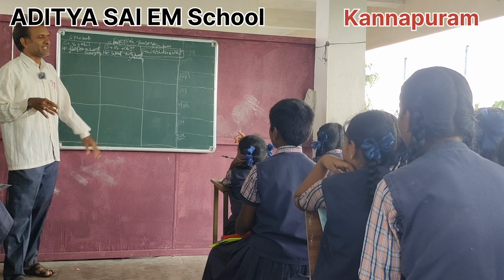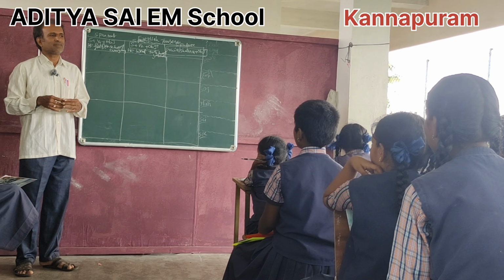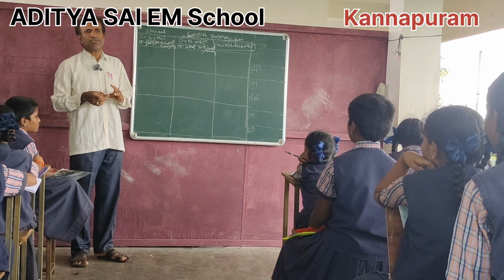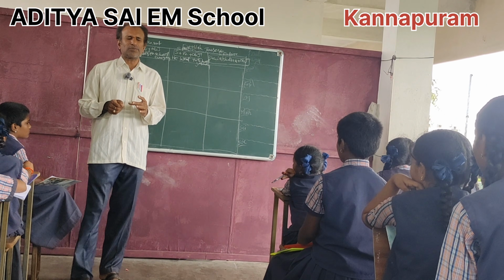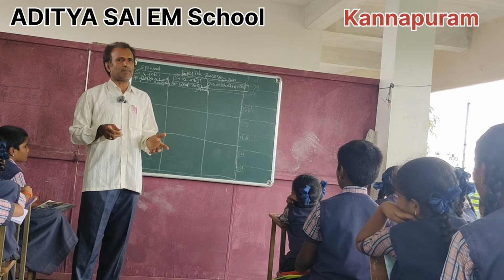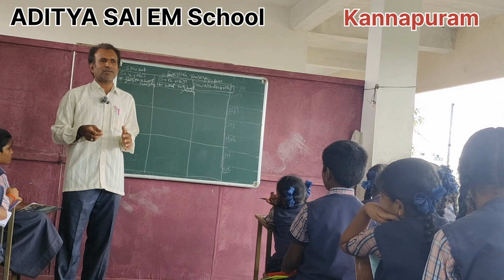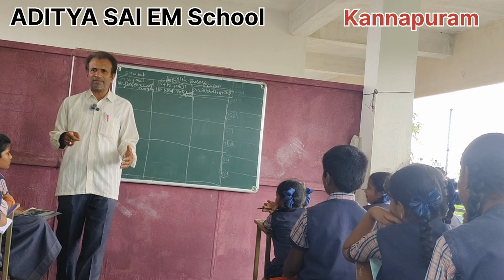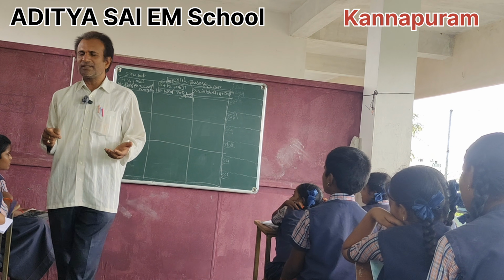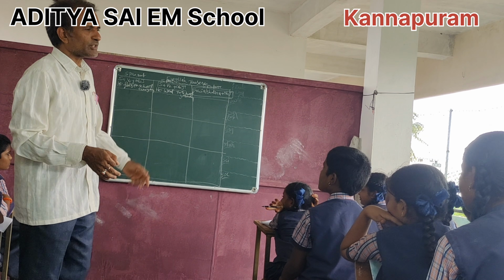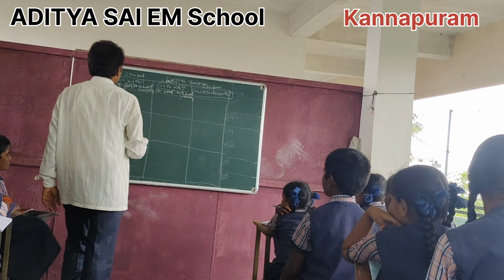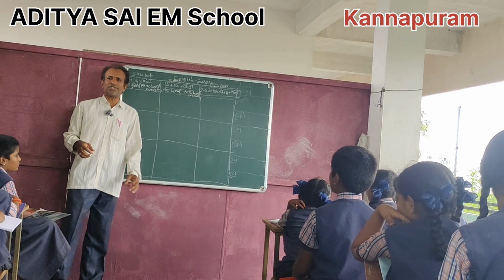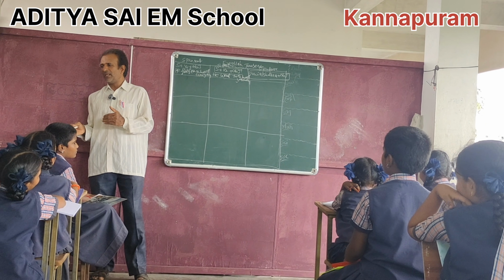Next one, future tense. How to use simple future tense? What is the structure? Subject plus will or shall plus V1 plus object. What is the purpose of that? Future actions: tomorrow, next month, next week, next year, in future. For those purposes, we use simple future tense. In case of I and we, shall must be used. In the remaining cases, will must be used.